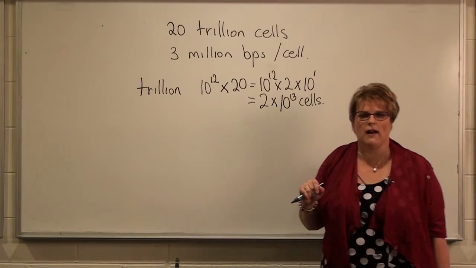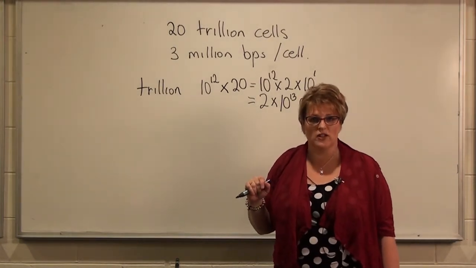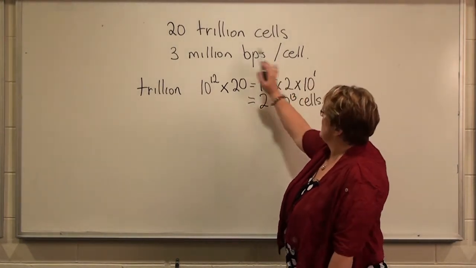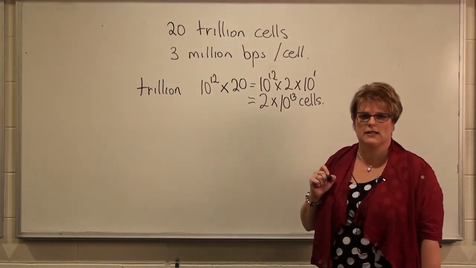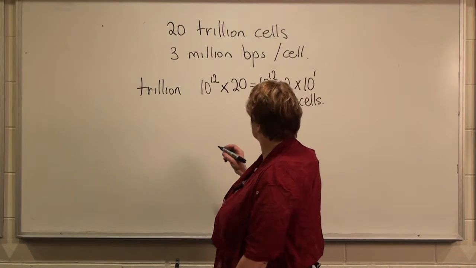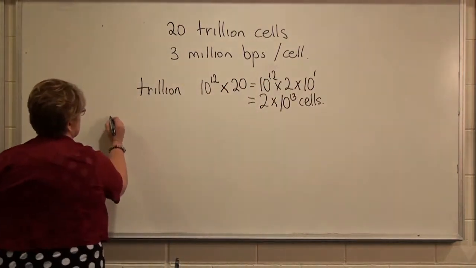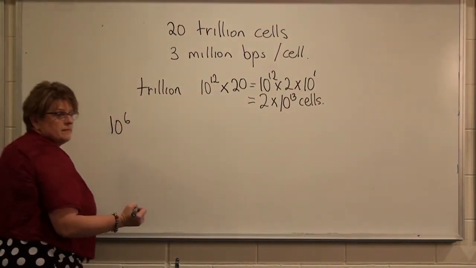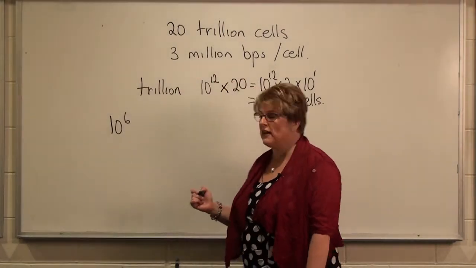Now, we are told from our question, the information in our question, that a cell contains 3 million base pairs. And in terms of scientific notation, a million is 10 to the 6. You probably already know that already.